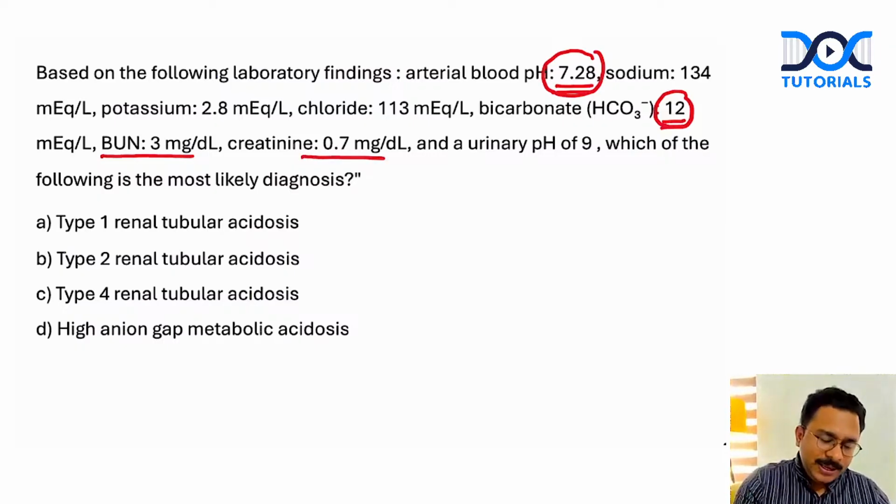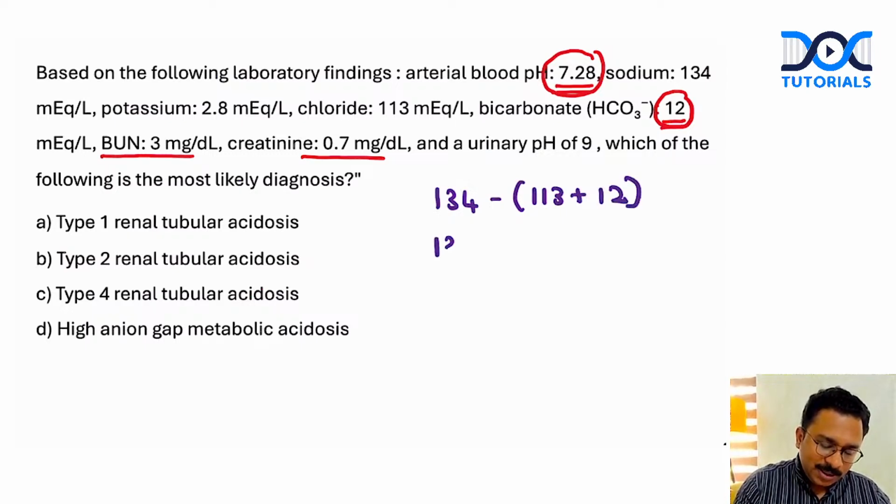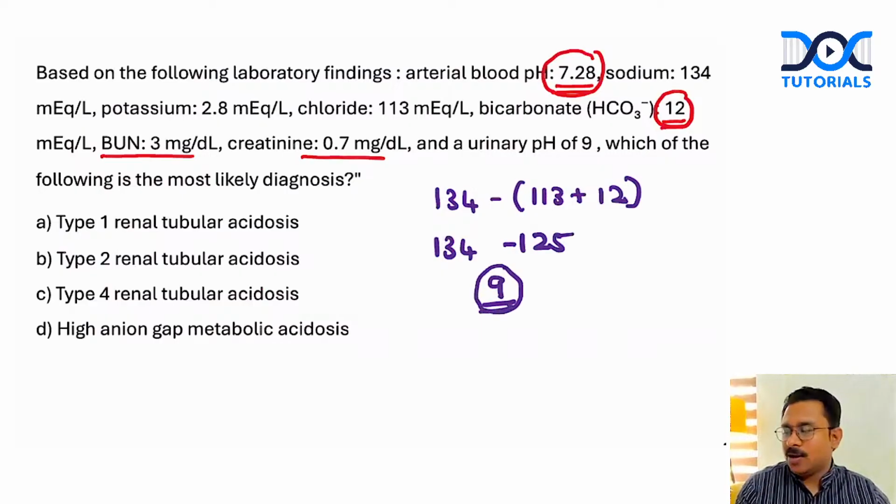Now, what about the anion gap here? So, anion gap is sodium of 134 minus chloride of 113 and bicarbonate of 12. So, 134 minus 125. The value comes to around 9. So what do you think? Is it normal anion gap or high anion gap? What do you think is the answer? It is a normal anion gap. So it is not high anion gap, already eliminating, correct or not?